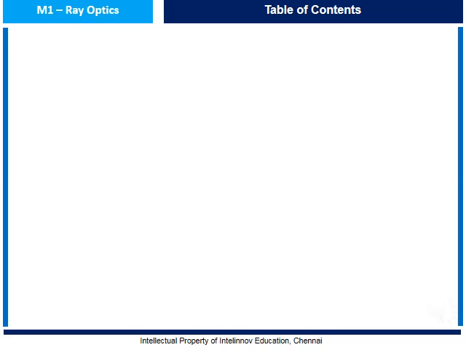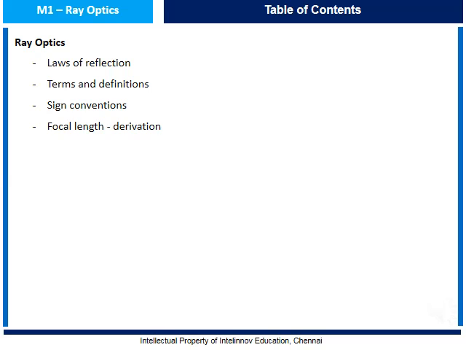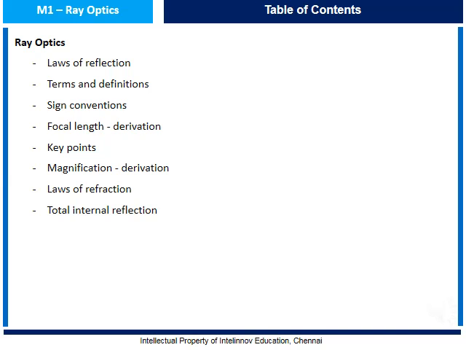Let us now look at ray optics. In this module we are going to cover important points on laws of reflection, important terms and definitions in ray optics, an understanding of sign conventions, derivation of focal length, and the key points important from examination point of view, and derivation related to magnification, laws of refraction, total internal reflection, followed by practice questions.